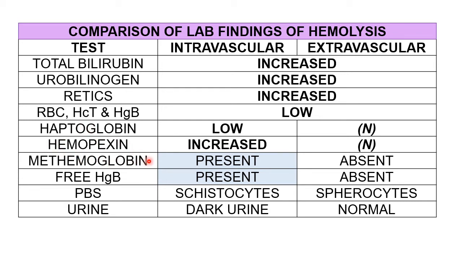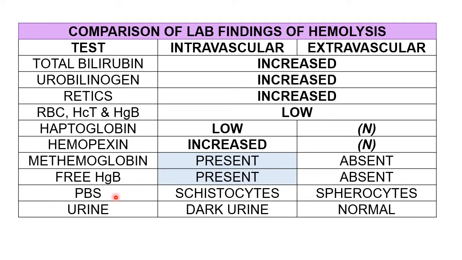Methemoglobin naman, present lang kay intravascular, absent kay extravascular. Methemoglobin is from the salvage system, kung maalala nyo doon sa first lecture natin. Free hemoglobin naman, present lang kay intravascular dahil sa loob mismo ng blood vessel, pumuputok ang RBC. Walang free hemoglobin sa extravascular dahil nangyayari lang ang lysis in the spleen.